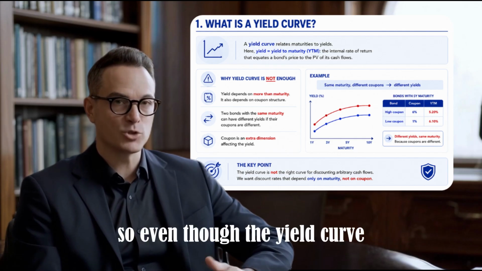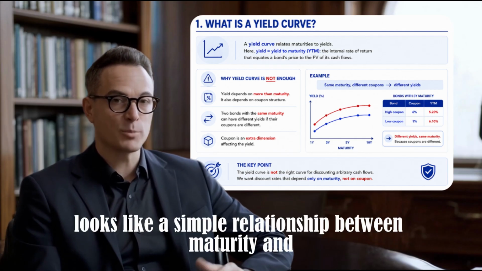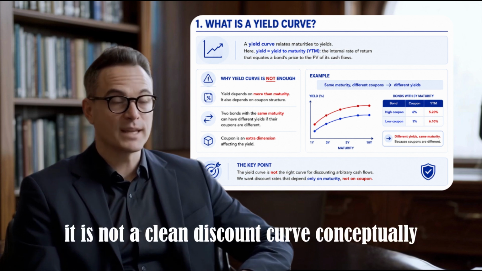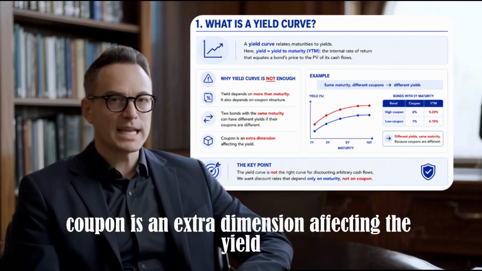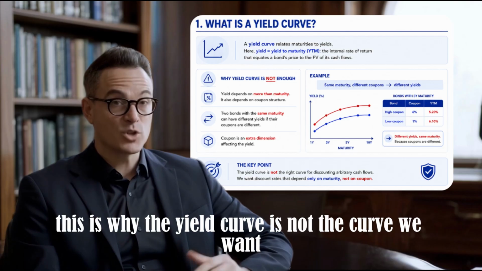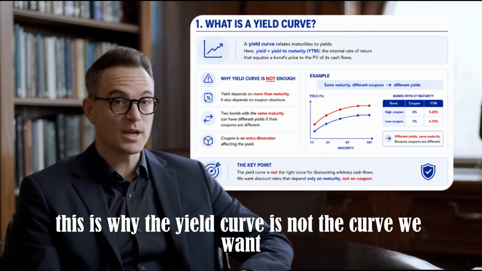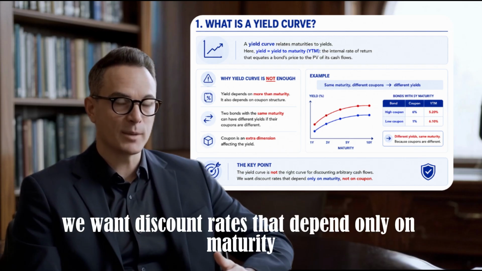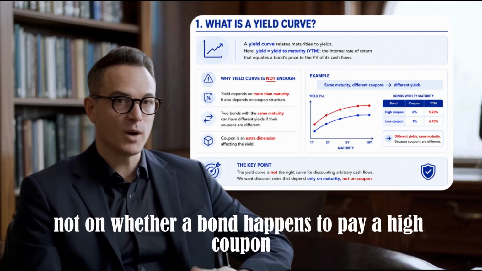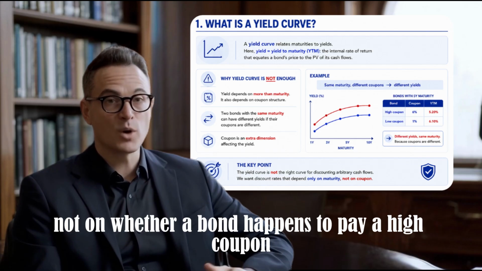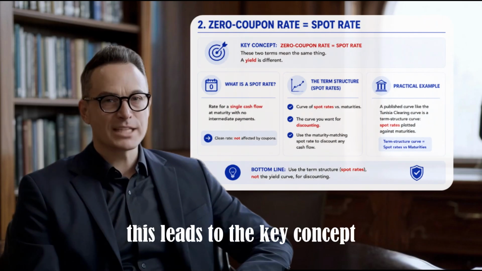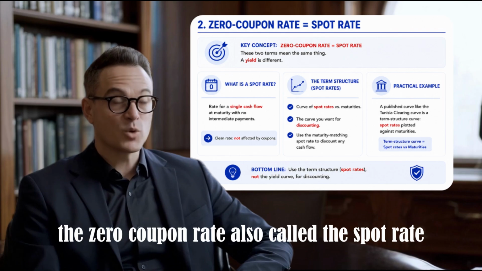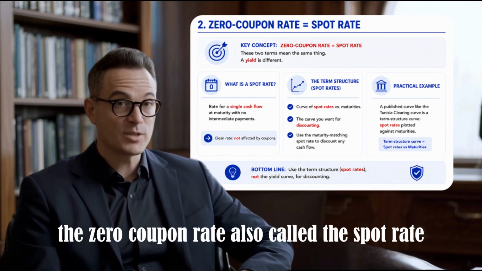So even though the yield curve looks like a simple relationship between maturity and interest rates, it is not a clean discount curve. Conceptually, coupon is an extra dimension affecting the yield. This is why the yield curve is not the curve we want for discounting arbitrary cash flows. We want discount rates that depend only on maturity, not on whether a bond happens to pay a high coupon or a low coupon. This leads to the key concept, the zero coupon rate, also called the spot rate.